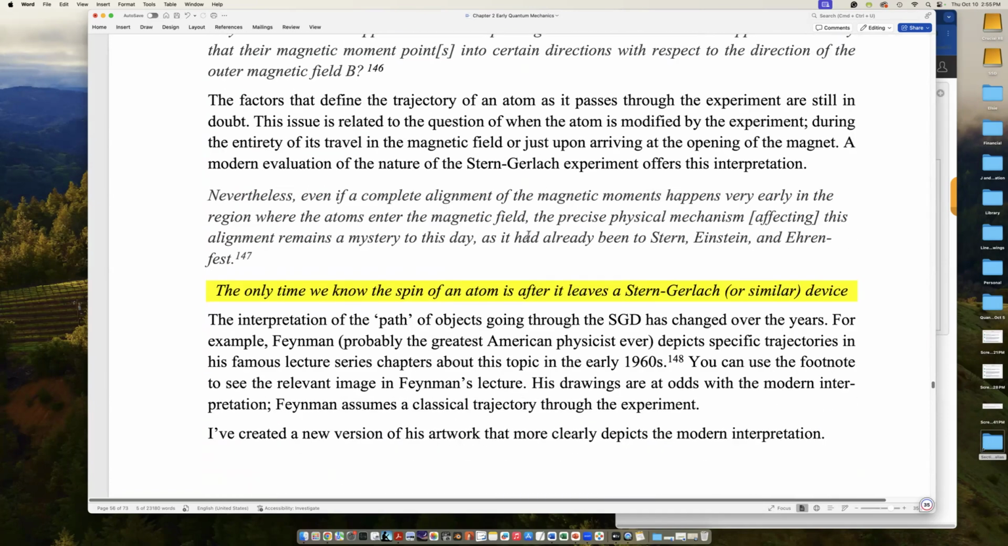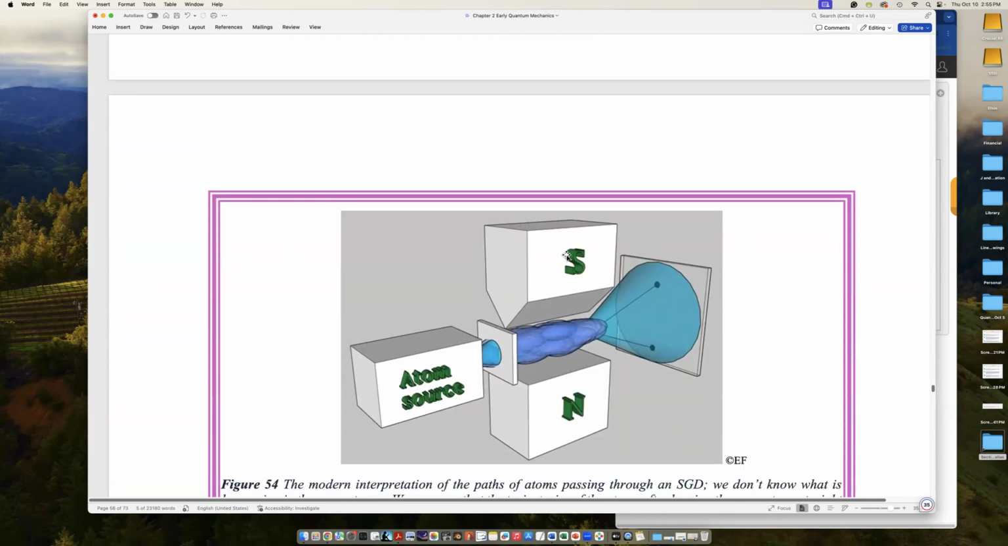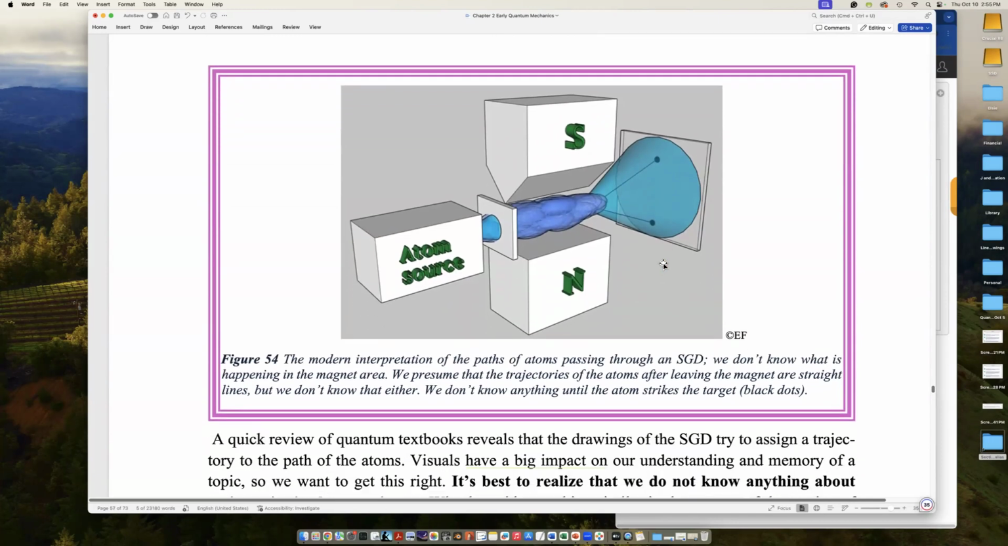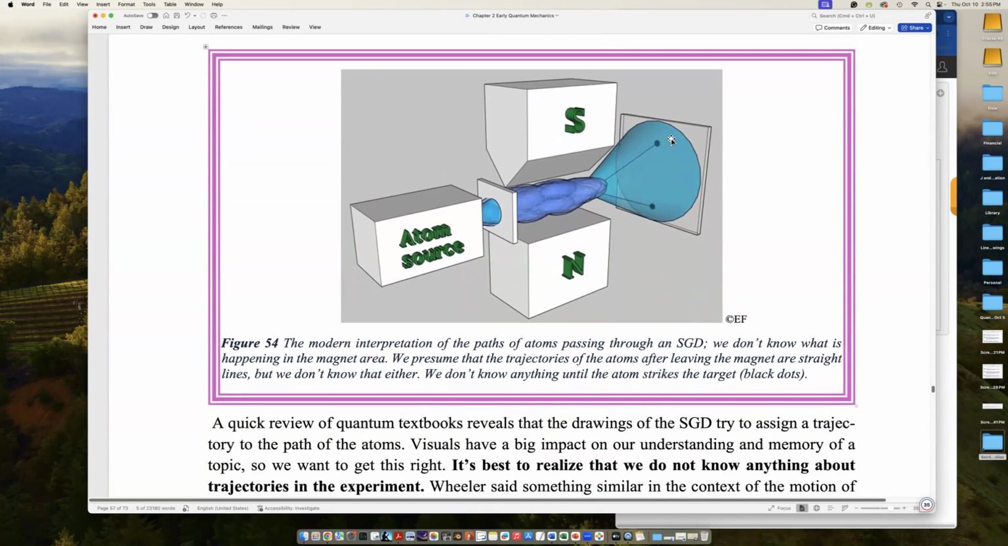Let's keep going. So Stern-Gerlach is just tremendously influential. And let's reflect back on the question that was asked a few minutes ago about electrons. What do we know about the spin of an electron if we don't measure it? This is a piece of artwork I drew. If we have a source of atoms and we shine them into a Stern-Gerlach experiment, we have no idea what's going on in here because there's no measurement being made in here. We have no idea what's happening between the exit of the magnet and the screen, except that we will discover we get two spots.